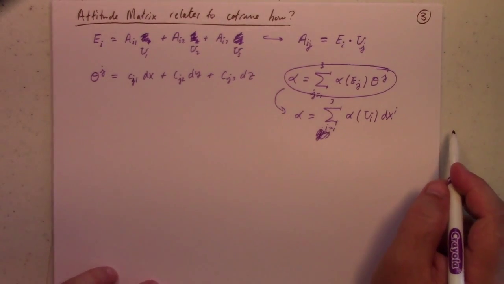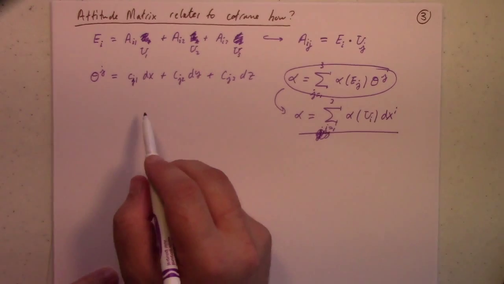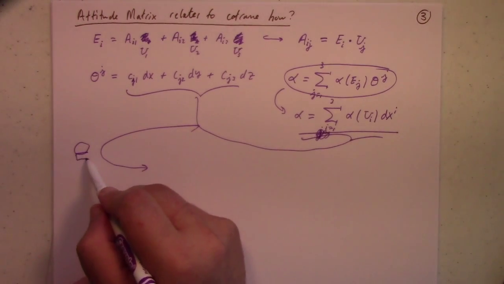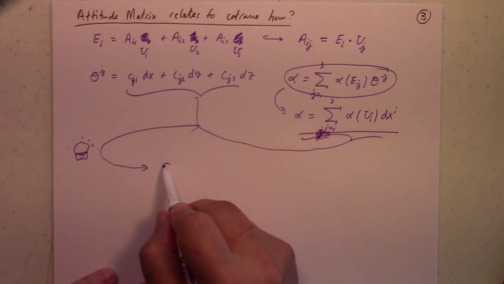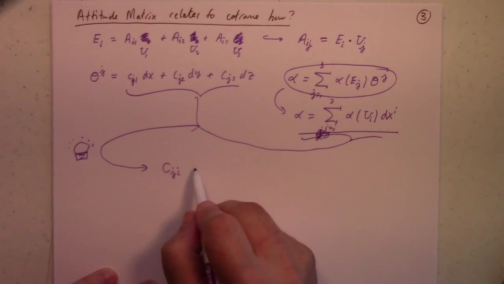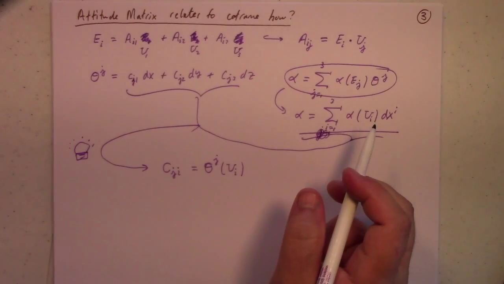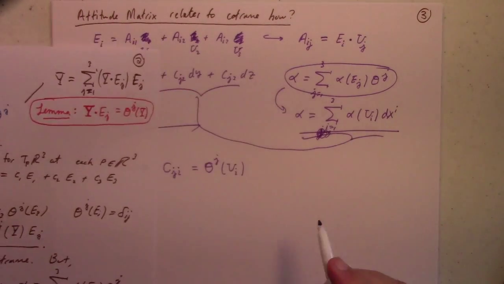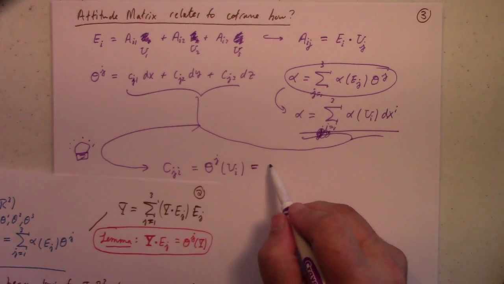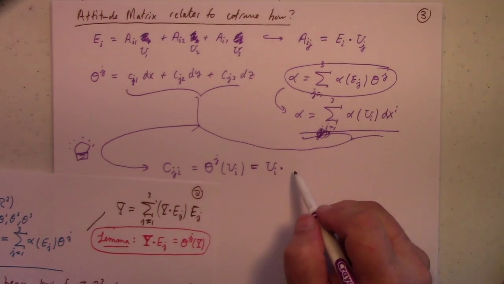So as I think about this here, in view of the previous proposition, when you take this and you take that and you put them together and think about it for a second, you can see that Cji should be equal to theta j acting on ui. But by the lemma back here, this is equal to ui dot ej.